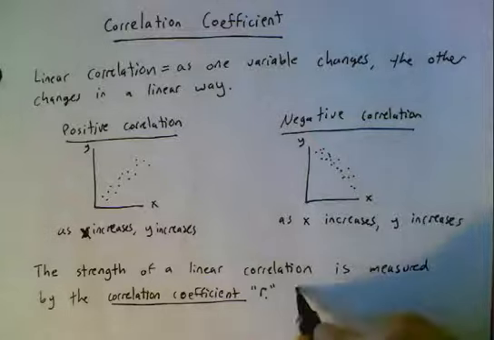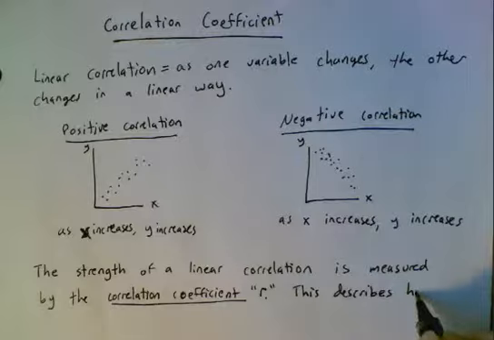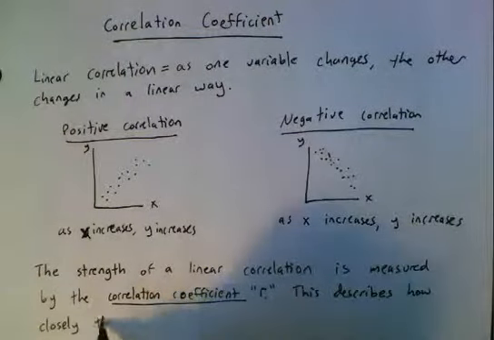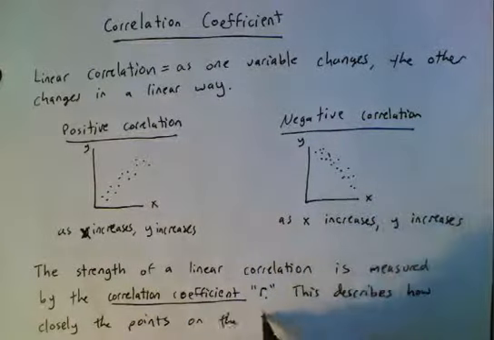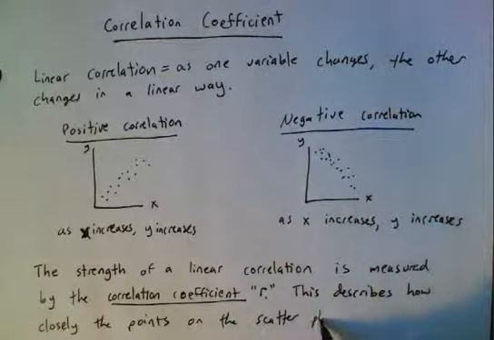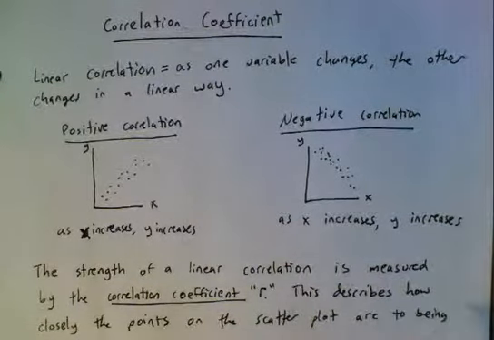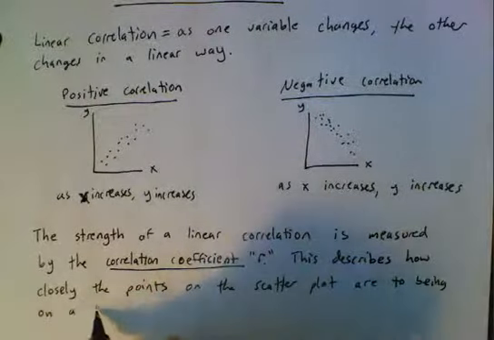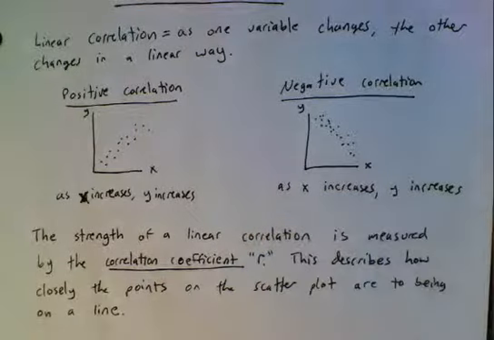So let's say this describes how closely the points on the scatter plot are to being on a line. We would say how closely the points cluster to the line. That would be the language for it.